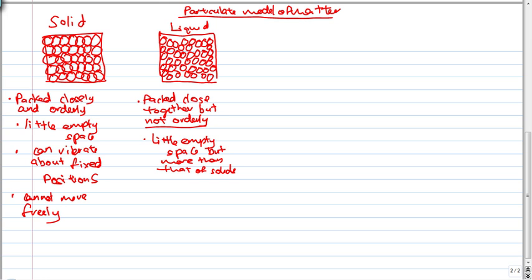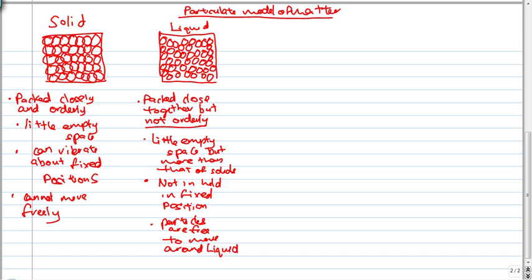And guess what? Not held in fixed positions. So instead of vibrating, the particles are free to move throughout the liquid. The particles are free to move around the liquid.